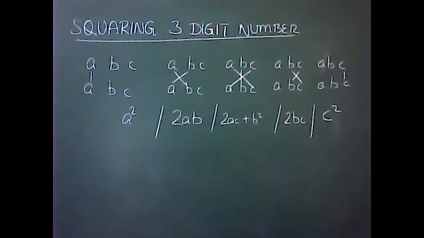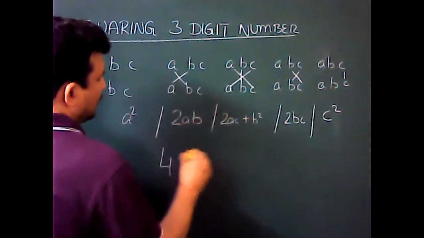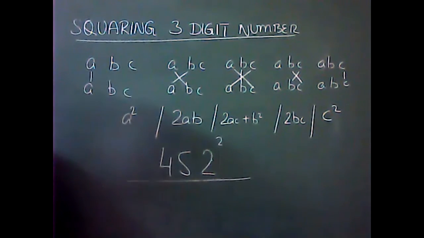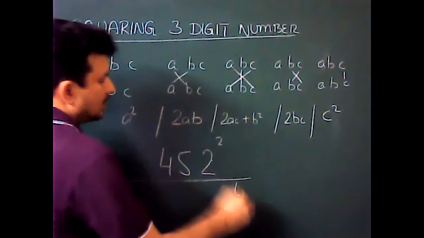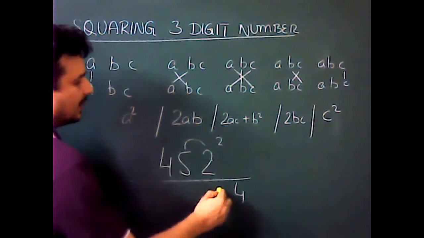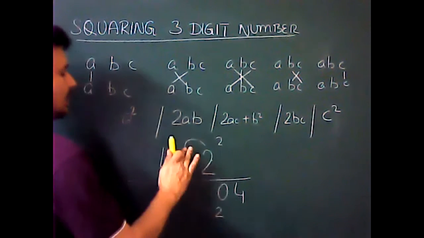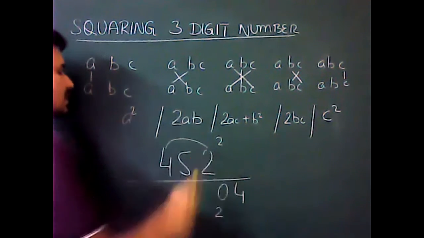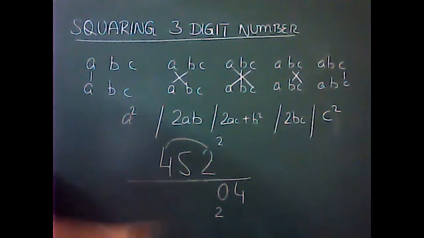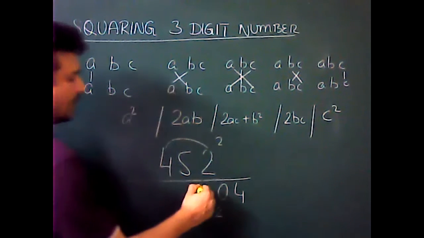Yes. Let me take an example. 452 square. So the first step is 2 square, which is 4. Then 5 times 2 is 10, and we will double it. It becomes 20. So 0, 2 carry. Now 4 times 2 is 8. Double it, it becomes 16. 16 plus 25 is 41, and 2, which is 43.